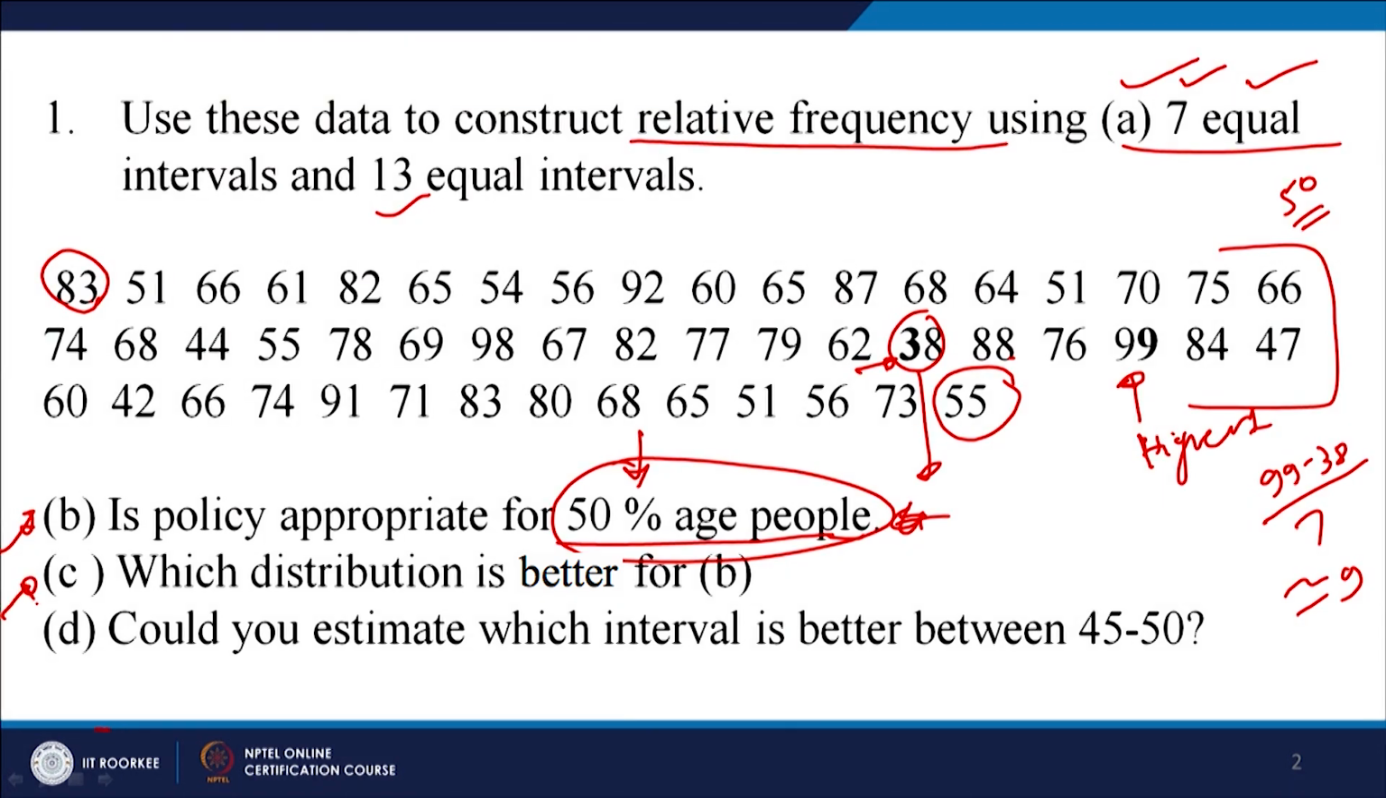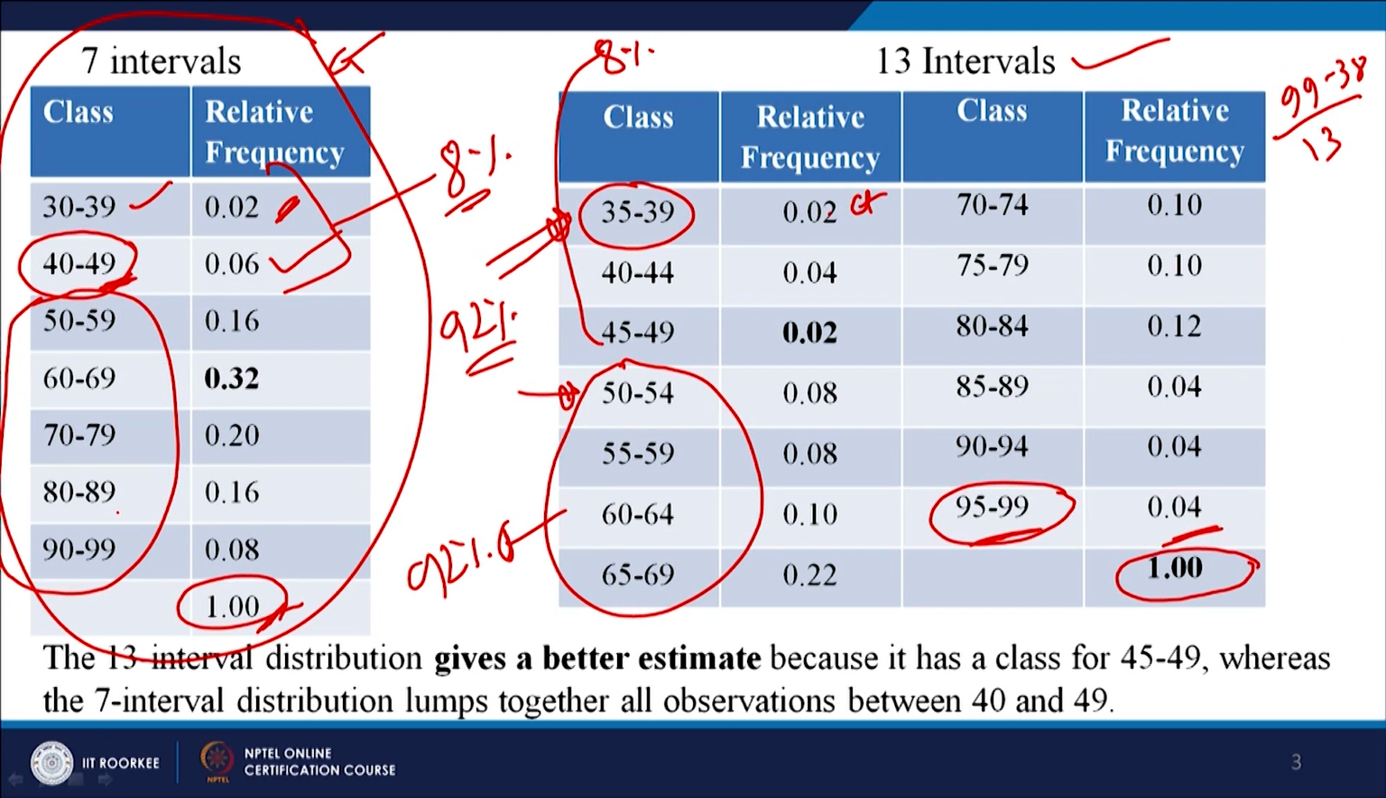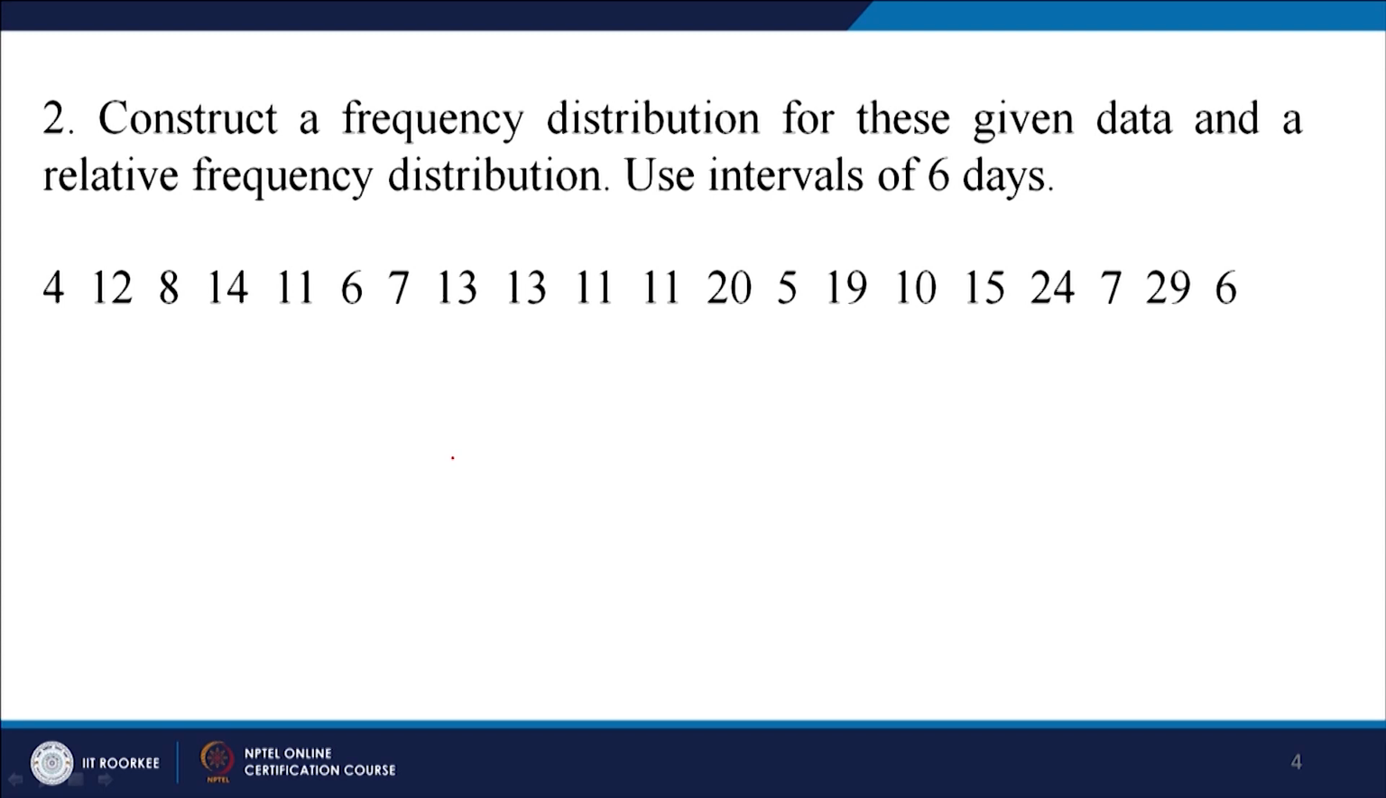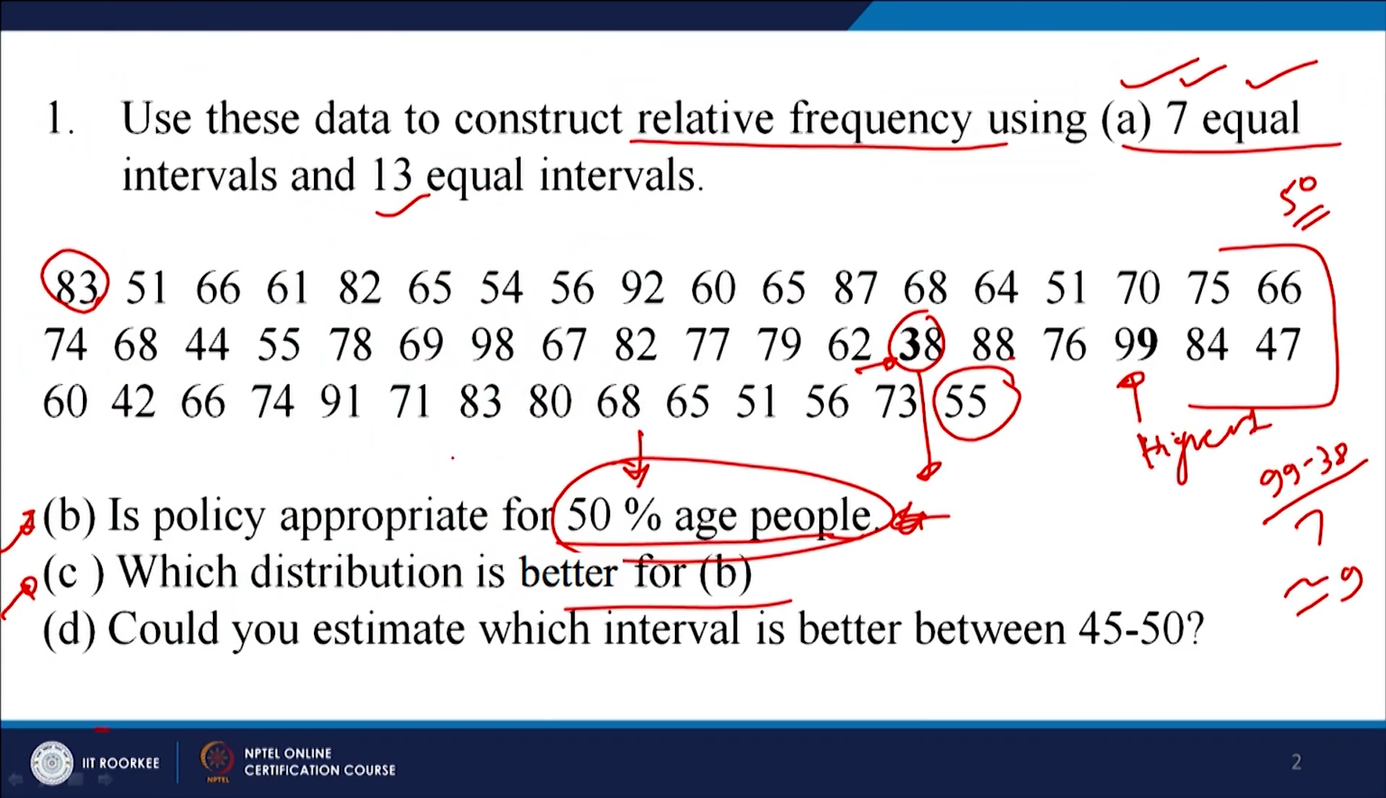Now, the third part of this question is, which distribution is better for the B part. The answer to this would be what? Both these distributions are giving us equal information. Both of them have given us information that 92% people have age 50 or more. So, this is the third part. Let us move on to the fourth part of this.